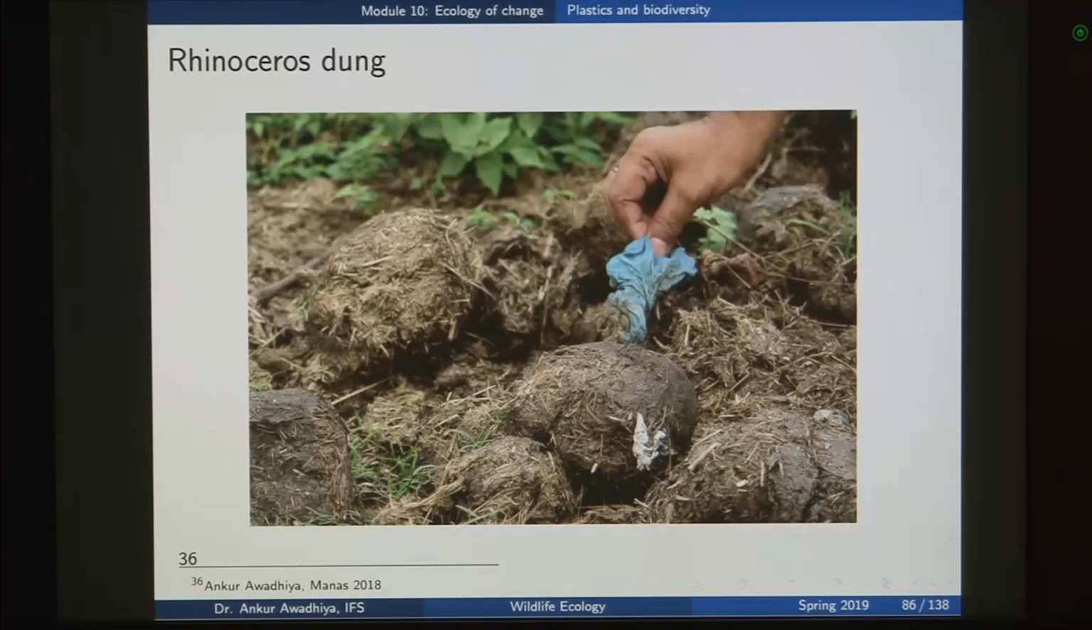And where did it get this polythene from? Because Manas Tiger Reserve is not an area that has a very big habitation nearby, and even then it was able to get hold of this polythene. So these plastics, because they are light in weight, because they are able to get carried away by wind, by water and so on, they are even reaching our tiger reserves, which are some of the most pristine areas, some of the most protected areas that we have for the conservation of biodiversity.